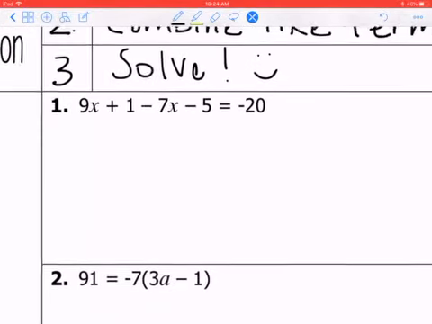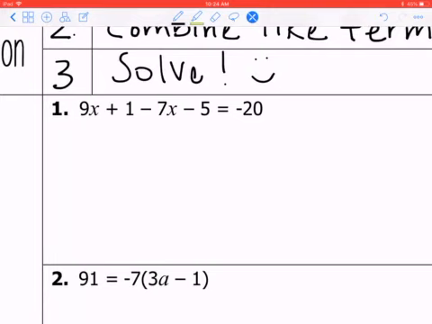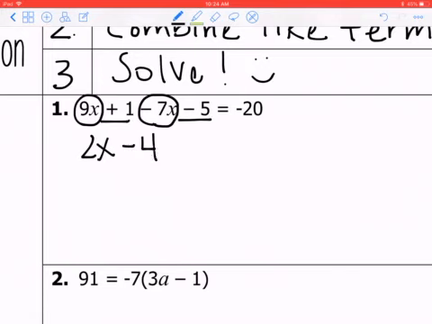And we are going to first distribute. We have nothing to take outside the parentheses and multiply in, so we can skip that step and move straight on to step 2, which is combining like terms. So like terms in this case would be the 9x and the subtract 7x, which is 2x. You have plus 1 and minus 5, which is negative 4, and that equals negative 20. Okay. From here we have nothing left to combine, so we're going to do step 3 and solve.